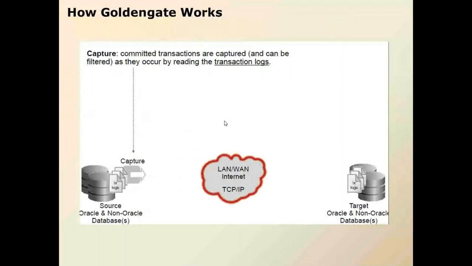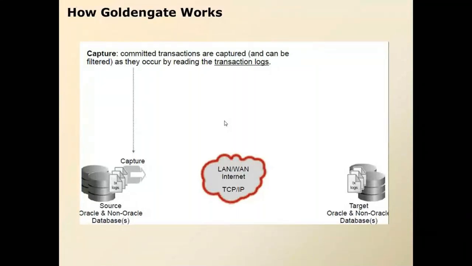Now, let us talk about the architecture, how data flows in Oracle GoldenGate. Each database has its own transaction log. GoldenGate replicates the data from source to target. Your source database can be Oracle or any non-Oracle supported database. Similarly, the target database can be Oracle or any non-Oracle supported database.